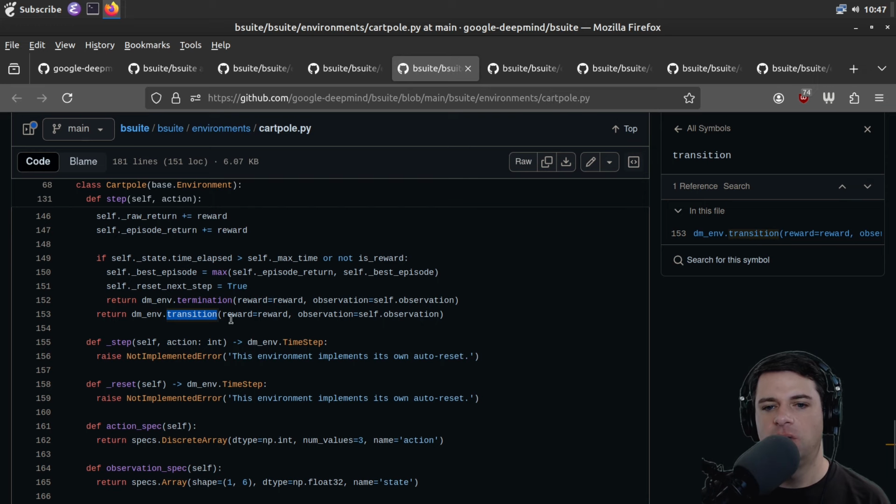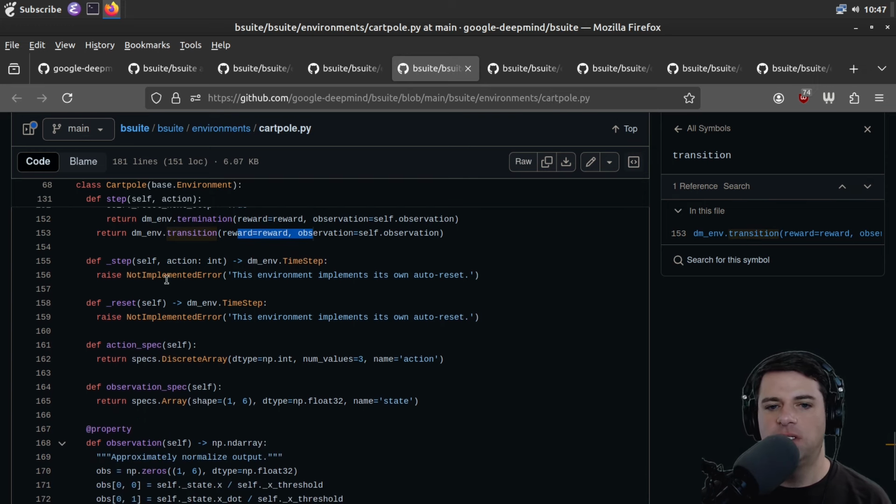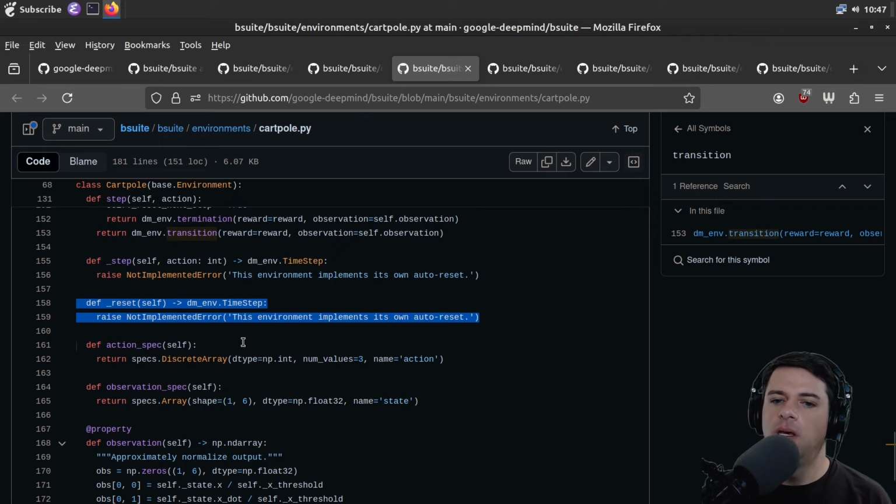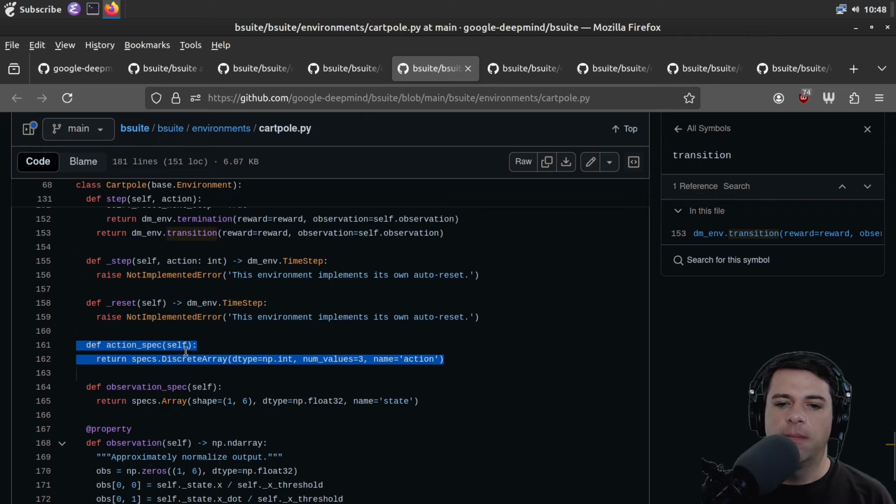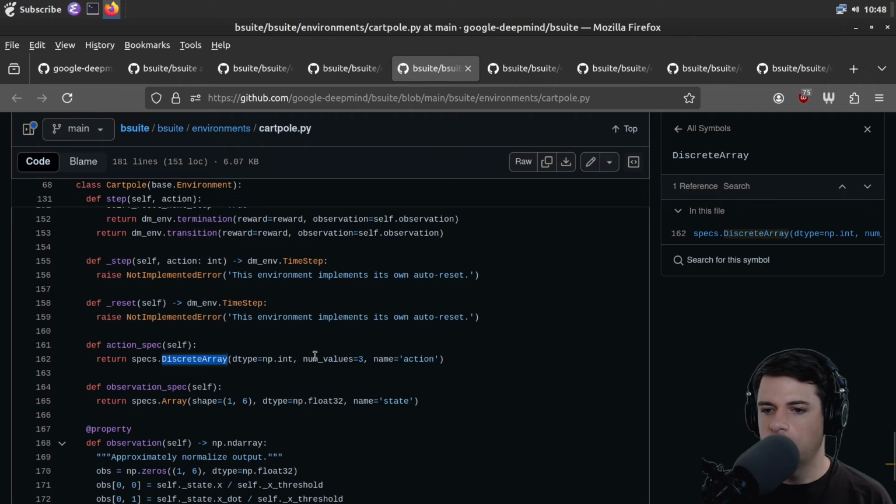Otherwise, we call transition with the reward. And step is not implemented because this environment implements its own auto reset. Similar with some of these. The action spec is a discrete array with 3 values. The 3 values are left, right, and nothing, I guess.